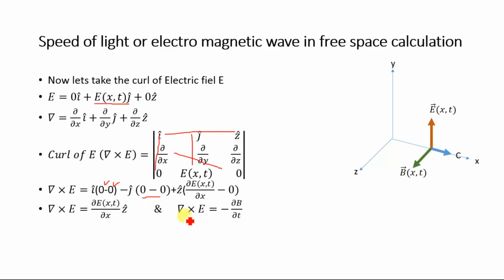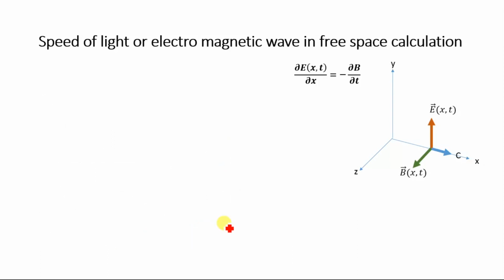And from the Maxwell equations, we know that the curl of the electric field is equal to minus ∂/∂t of B. Now comparing these two equations, this is the Maxwell equation, and this is the equation which we have derived. From this, we can write ∂Ex/∂x is equal to minus ∂B/∂t. Name this as equation number 1.